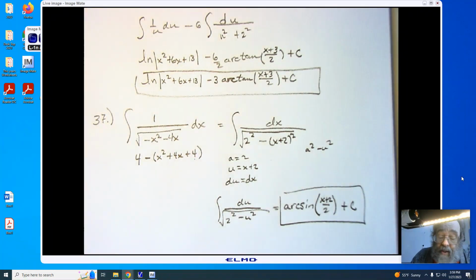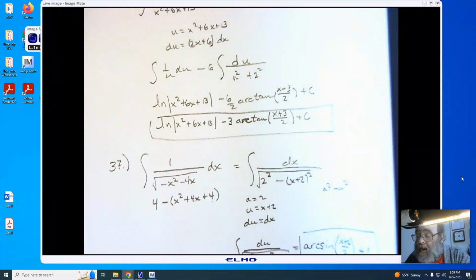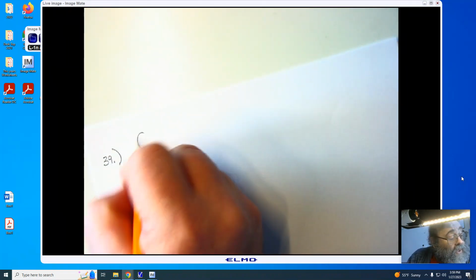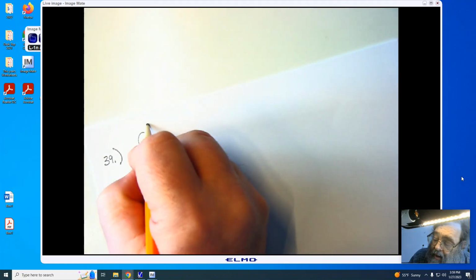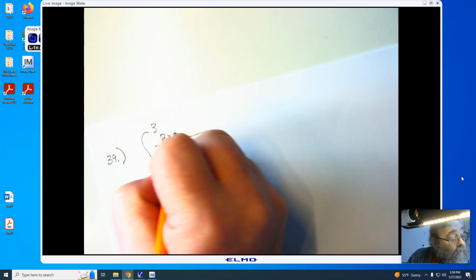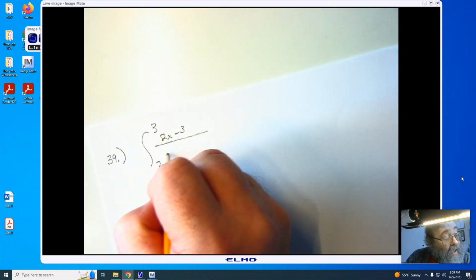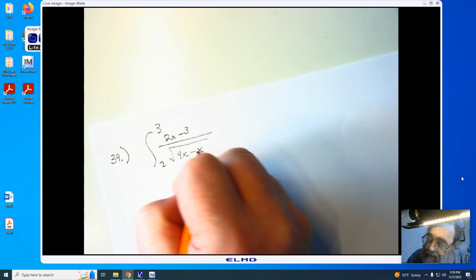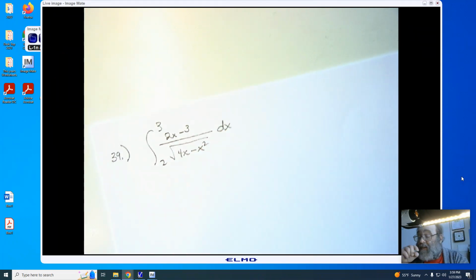Alrighty, we have only 2 more left from this portion. Let's go ahead and try to finish this in the time that we have. So number 39 gives us the integration from 2 to 3. I have 2x minus 3. I have the square root of 4x minus x squared, and I have a dx.